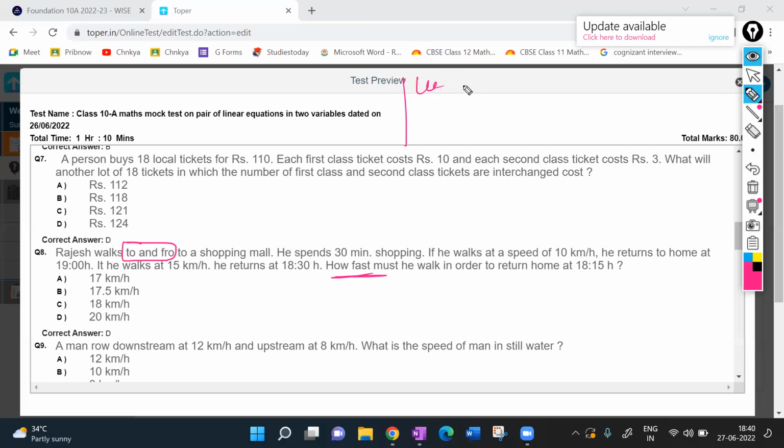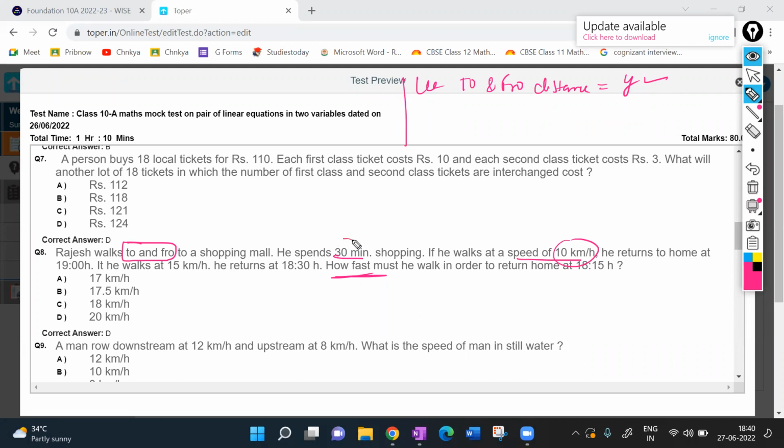Let the to and fro distance be y, I'm taking any value. He spent 30 minutes on shopping. If he walks at 10 km per hour, the distance is y, speed is 10. Okay. So now can I write?